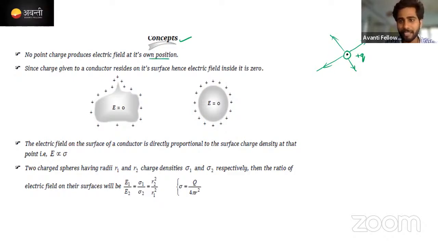Okay, here they're saying electric field at one position. One position means center में, at the center there is no electric field. A charge के center में electric field value will be 0. Clear? First point. Second point, you may also note down, it is better. At the center of the charge, no electric field lines. Second point, since charge given to a conductor resides on the surface, hence electric field inside will be 0.